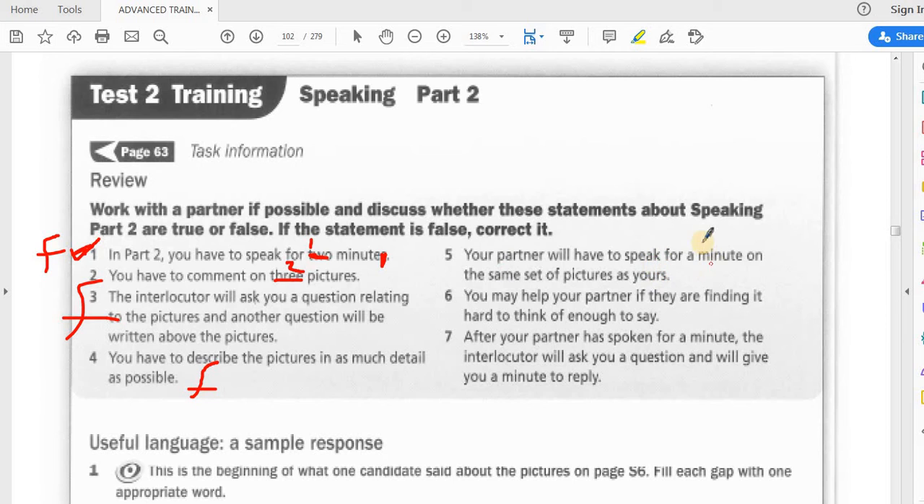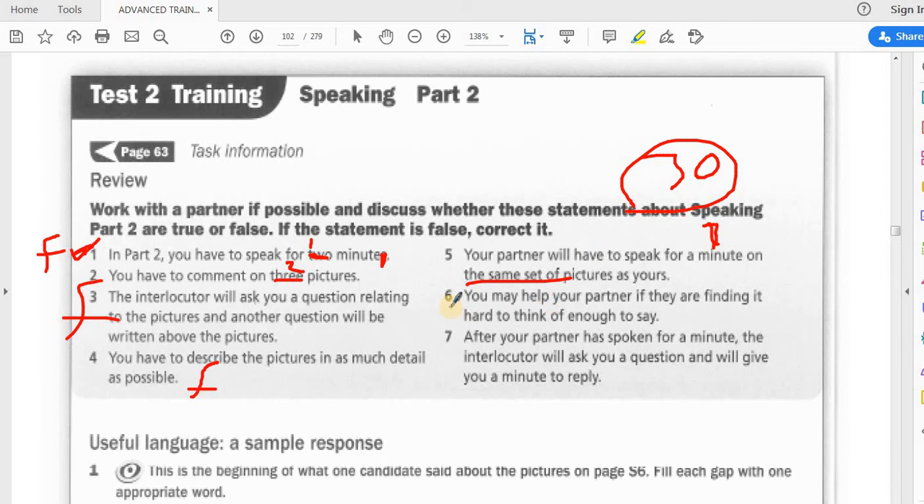The partner will have to speak for a minute on the same set of pictures as yours. No, it's true. I don't know if this is what they mean. You get 30 seconds to answer a question about those pictures, but you can choose any of the 3 pictures, for example, which one is the most. So candidate A speaks for 1 minute, and then candidate B gets a question, and you have around 30 seconds to answer it. It's normally like, which one do you like most, or what do you usually do, depending on the task.